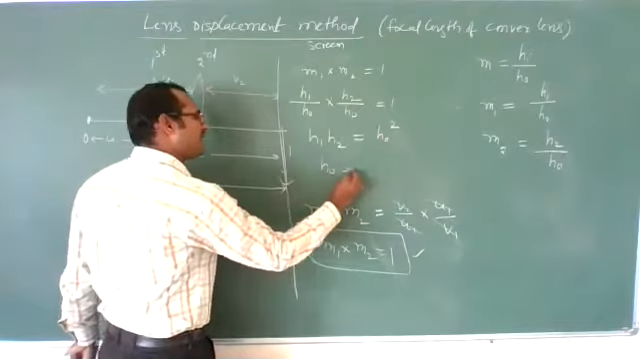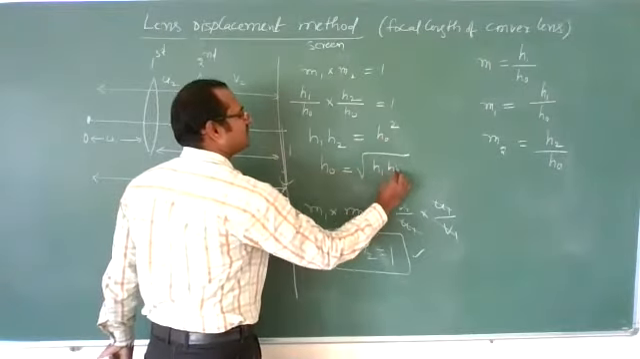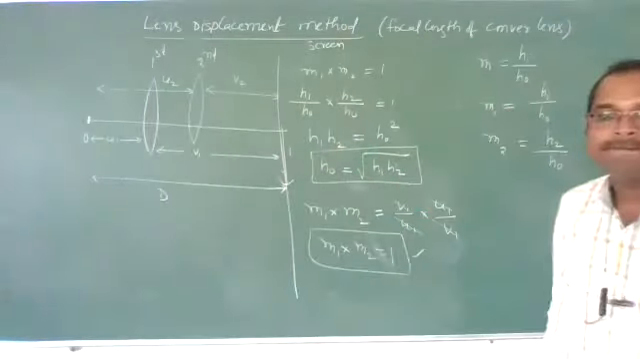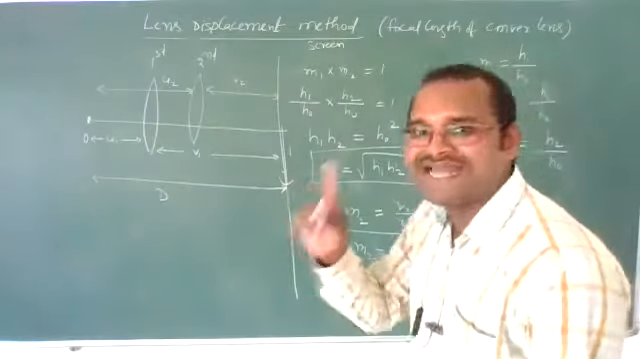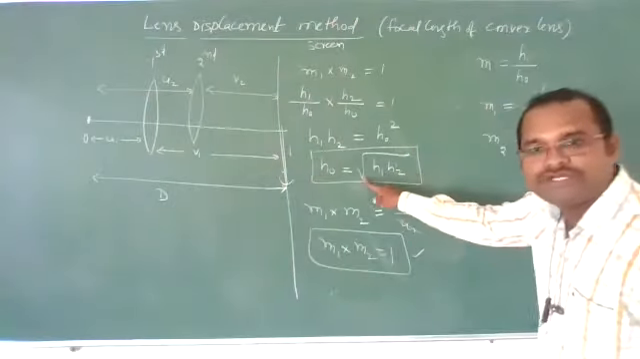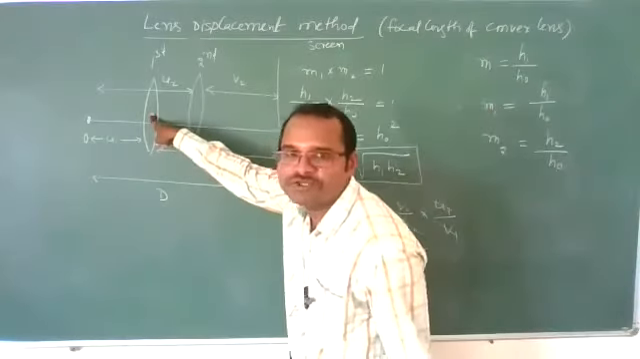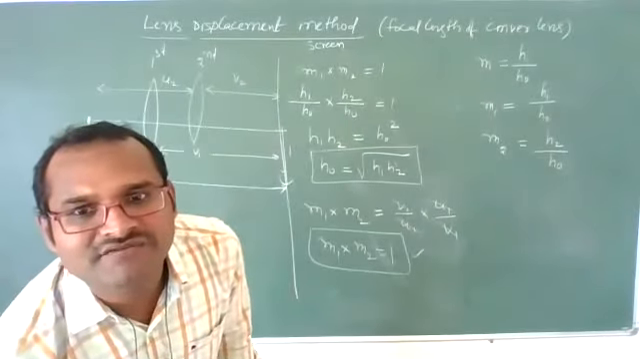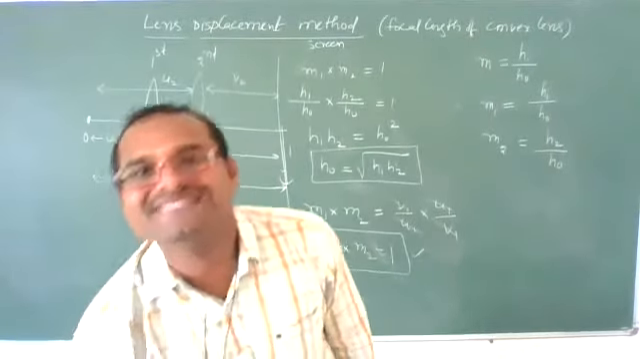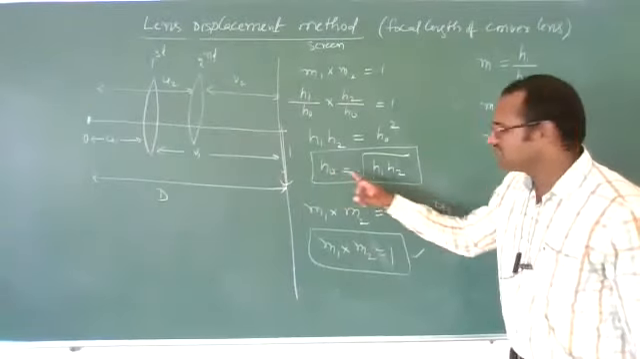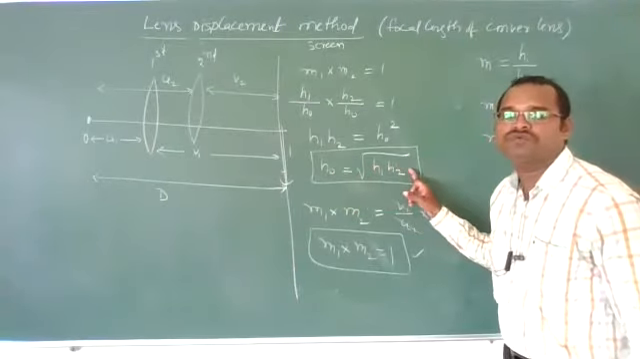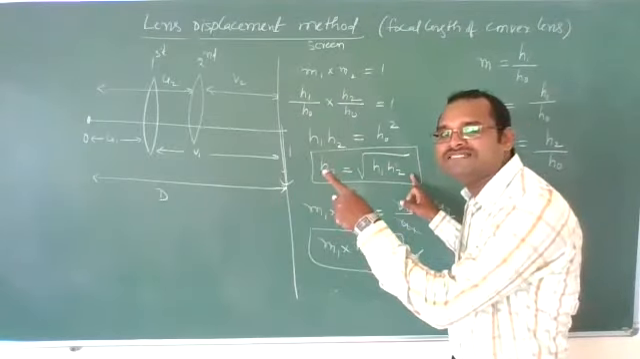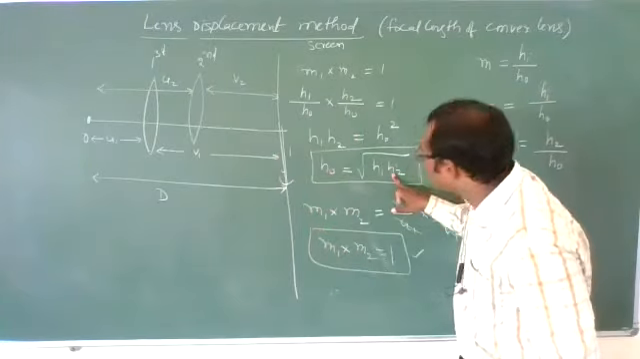Height of the object, you can get it as square root of height of first image into height of second image, a very important formula to be remembered. Two times they will give the height of the image: when the lens is at the first position, and when the lens is at the second position. Now they will ask what is the height of the object. Can you find? Yes. H0 is equal to root of H1 into H2. H1 is the height of the image when the lens is at the first position. H2 is the height of the image when the lens is at the second position. By substituting here, you will get the height of the object.